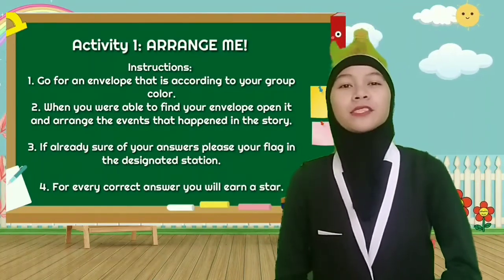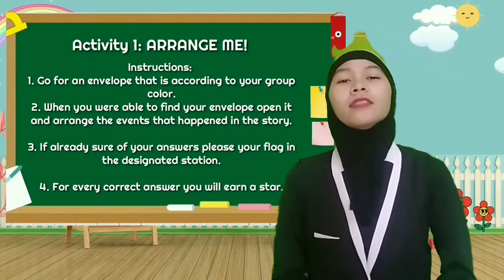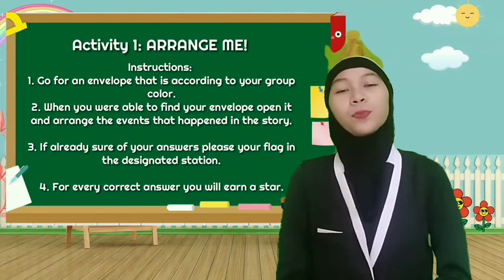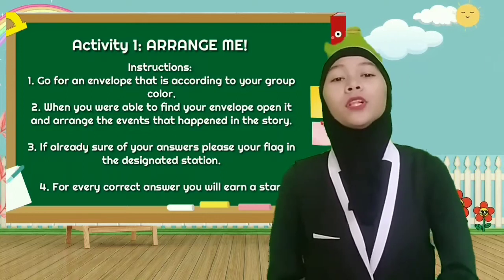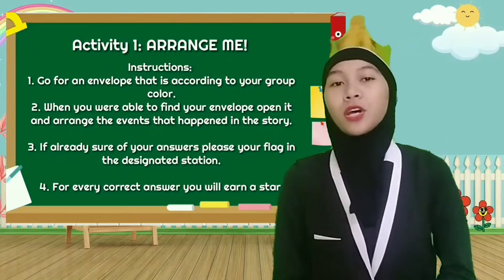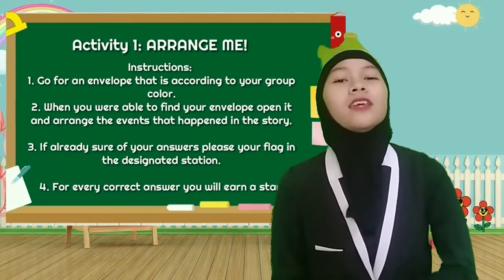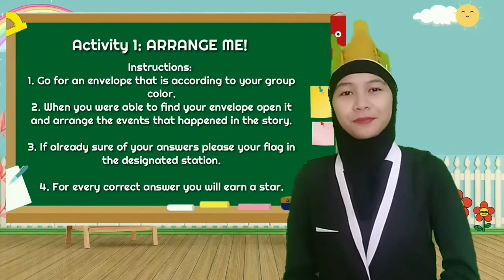The first team to place their flag will receive 5 points. The second will have 4. The third will have 3. The fourth 2. And the last group will receive 1 point. Now for every correct answer, you will earn a star. All in all, there are 12 stars for this activity. Is that clear, class? Good! You have 5 minutes and the timer starts now.